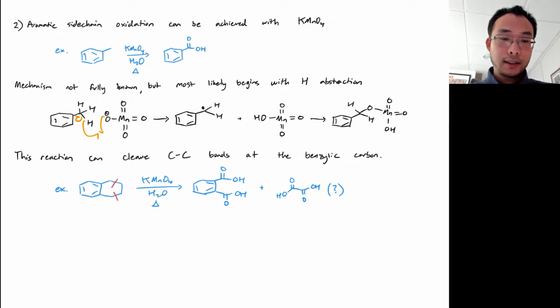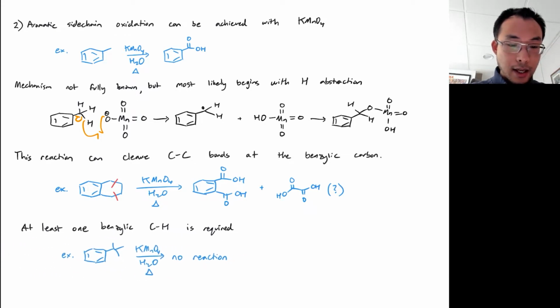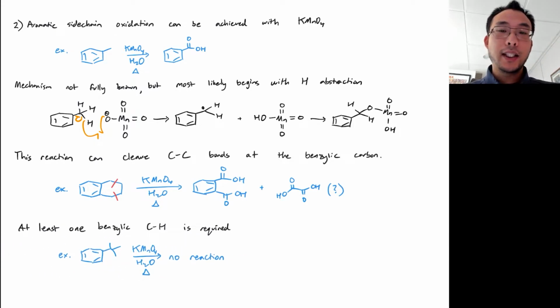That being said, it's not an indiscriminate reaction. Because the first step is most likely hydrogen abstraction, the presence of a benzylic CH bond is required for this reaction to take place. So for example, if I take tert-butylbenzene and try to react it with potassium permanganate, I don't get any oxidation at all. Putting this all together, if you have an alkyl benzene, then you can use potassium permanganate to oxidize that first benzylic carbon all the way up into a carboxylic acid, which makes it a really nice reactive handle to be able to perform future carbonyl reactions.